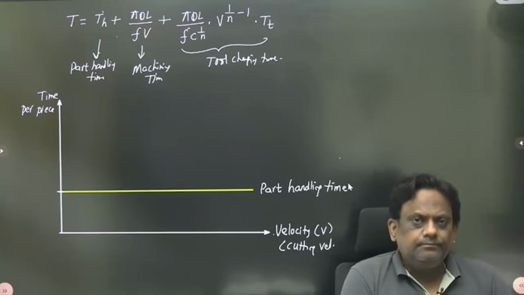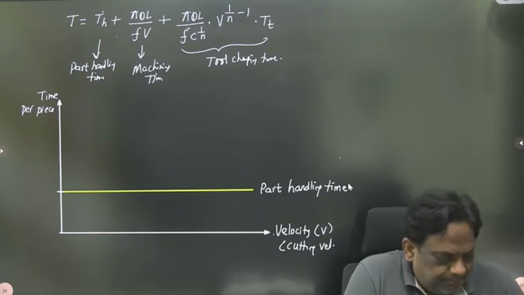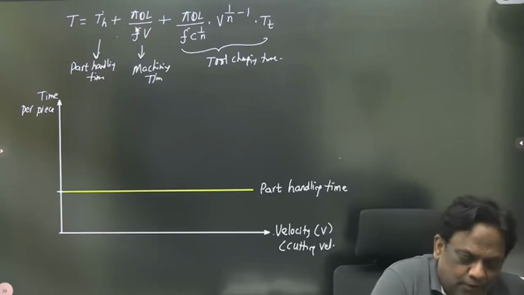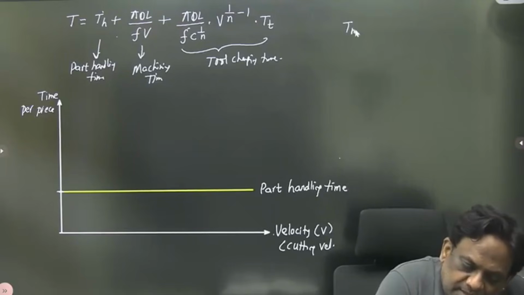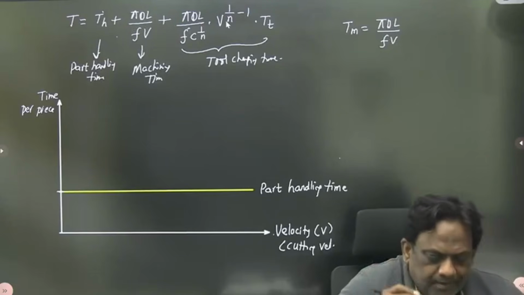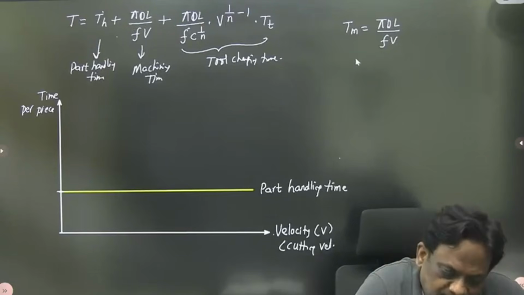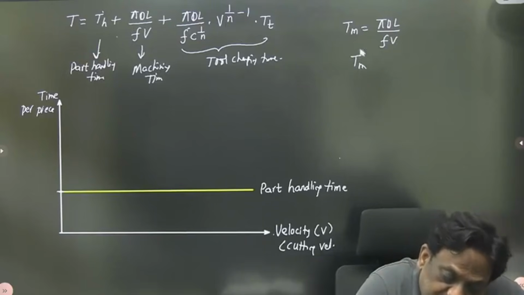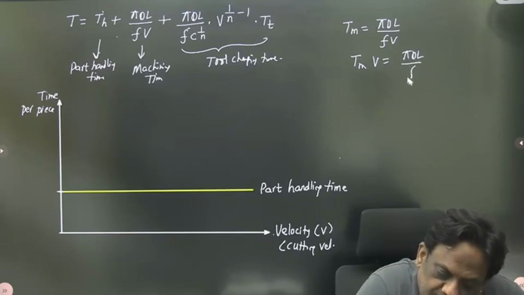Next, machining time. The machining time is given by pi dl by fv. This is machining time, the second term. The third is tool changing time. My dear loving students, the machining time into V is equal to pi dl by f.